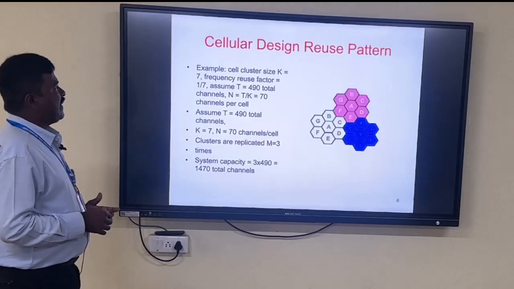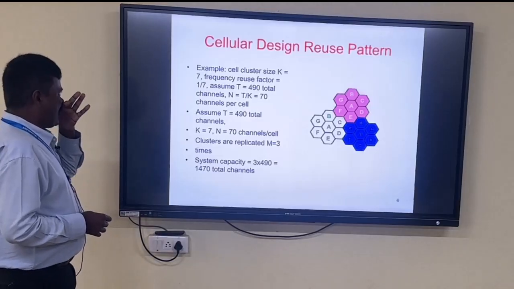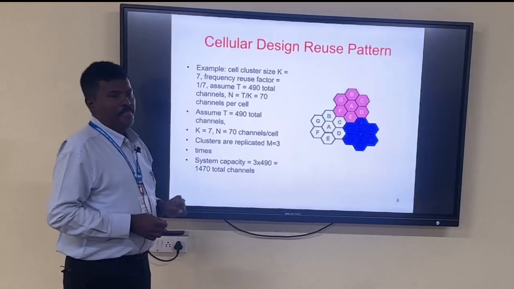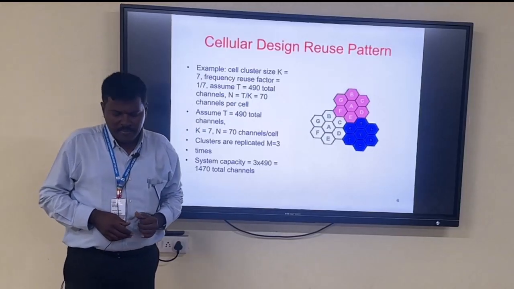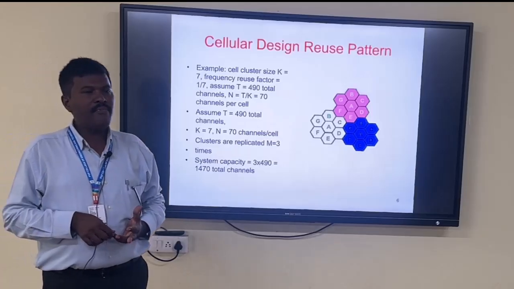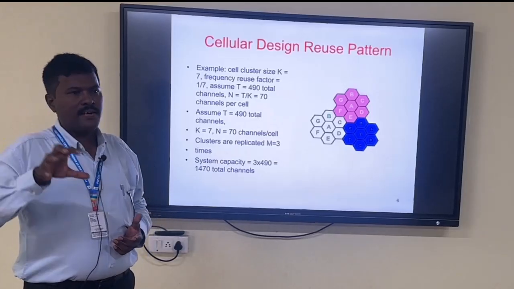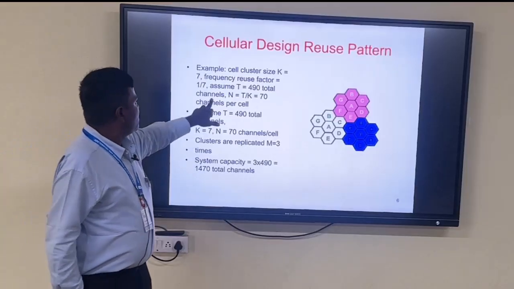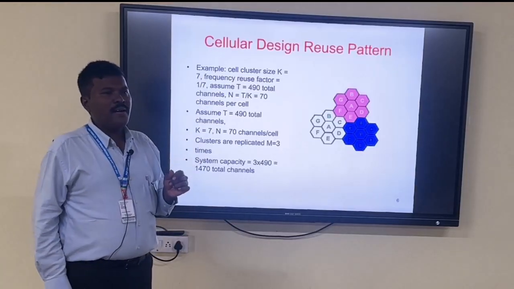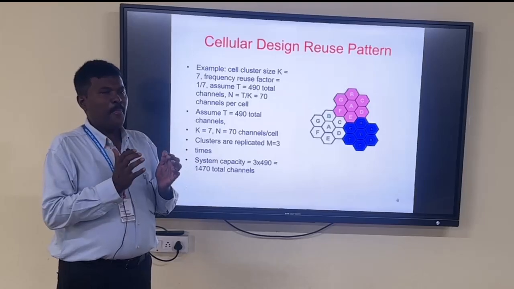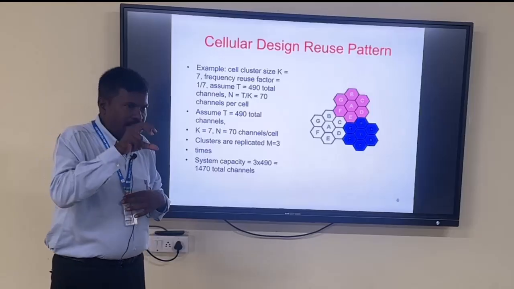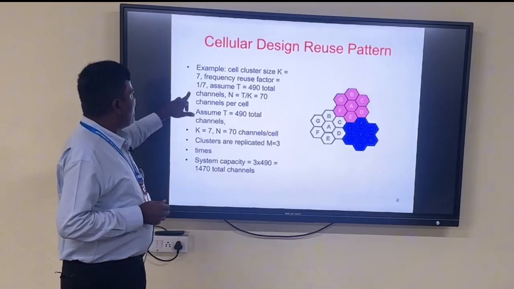Okay. So, this is an example of how it comes up. Here we define that the cluster size K is equal to 7, and if the cluster size is 7, the frequency reuse factor for a particular cluster is supposed to be 1 by that cluster size. The meaning of this is that in a cluster, only one frequency is supposed to be used for each cell. Okay. So, that is the meaning of this.